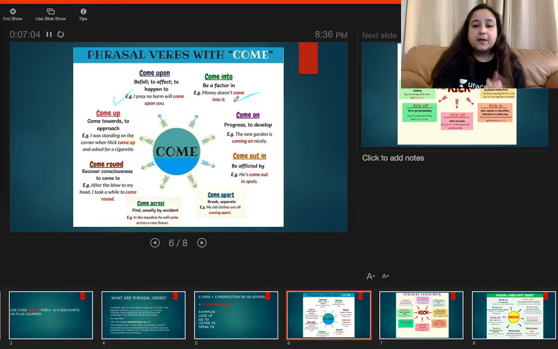Then come apart. Come apart is to break, to separate. My old furniture is all coming apart. So old furniture is coming apart means the furniture is breaking down, right? If you have an old chair or an old table and the legs and all are shaking, then it is coming apart. So you say my chair is coming apart.